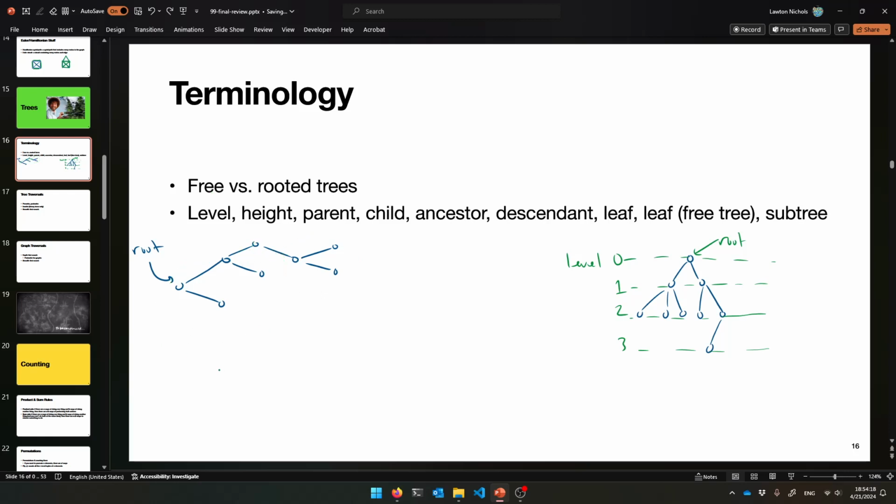Let's say I take just these guys. This would be a subtree. Okay, that's the idea. And you can do a subtree of a free tree as well. Like this could be that guy, just like that. That's just this bit. But you've got to keep it a tree. Okay, so there's that.